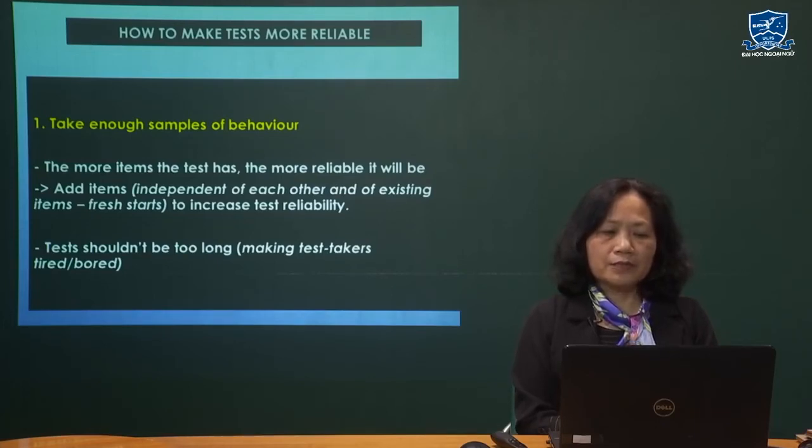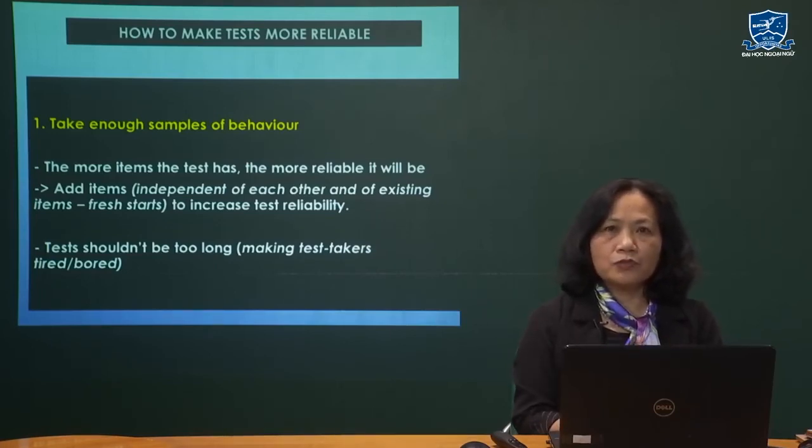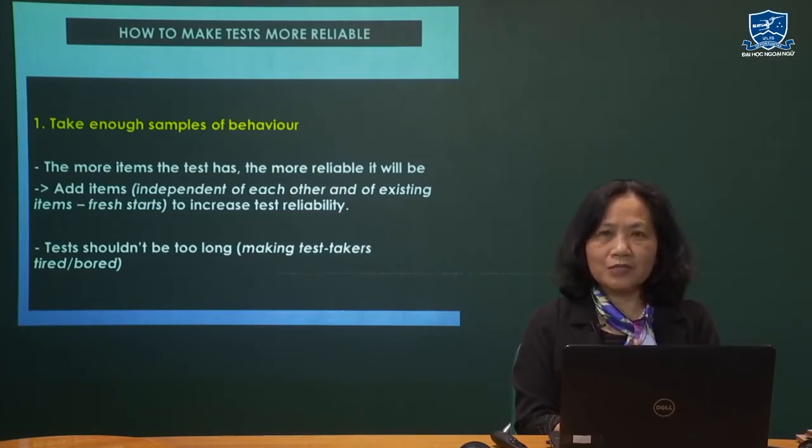What does it mean? The more items the test has, the more reliable it will be. So, if you use a very short test, you can't have a true reflection or sufficient information about the learners' or test takers' ability. And normally we have to add more items. Of course, the items should be independent of each other. Well, we call them fresh stats to increase test reliability.